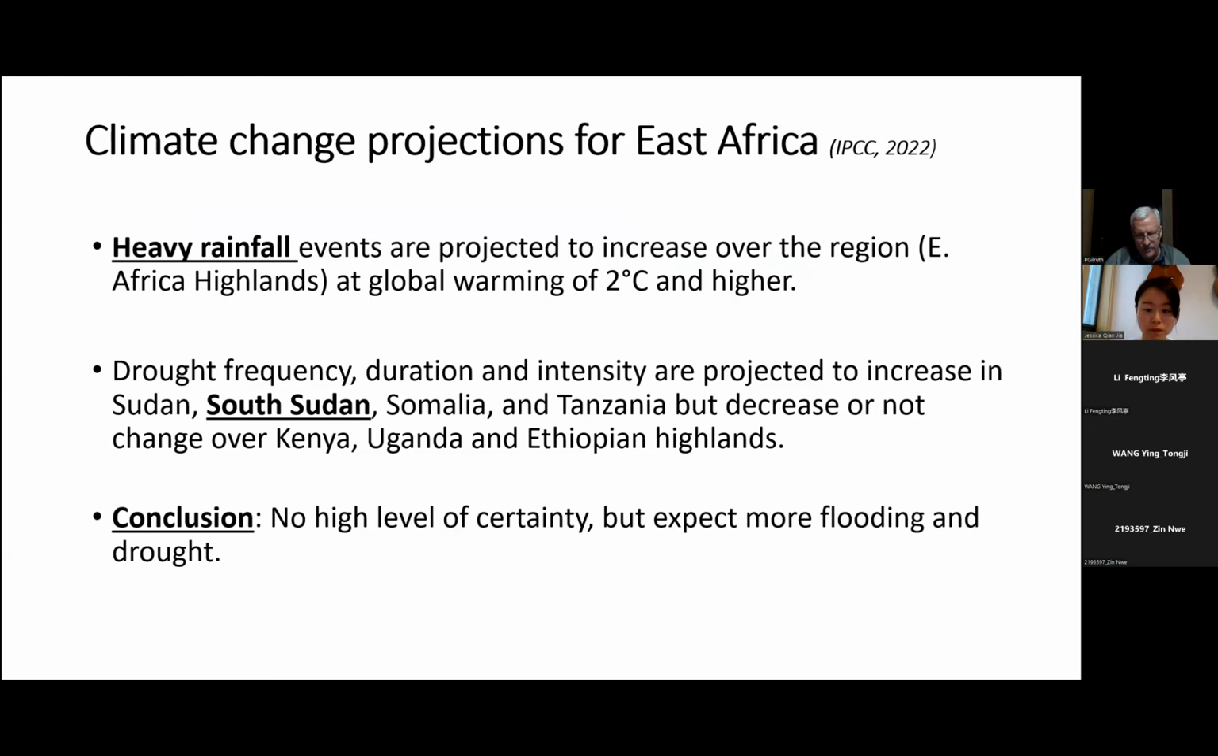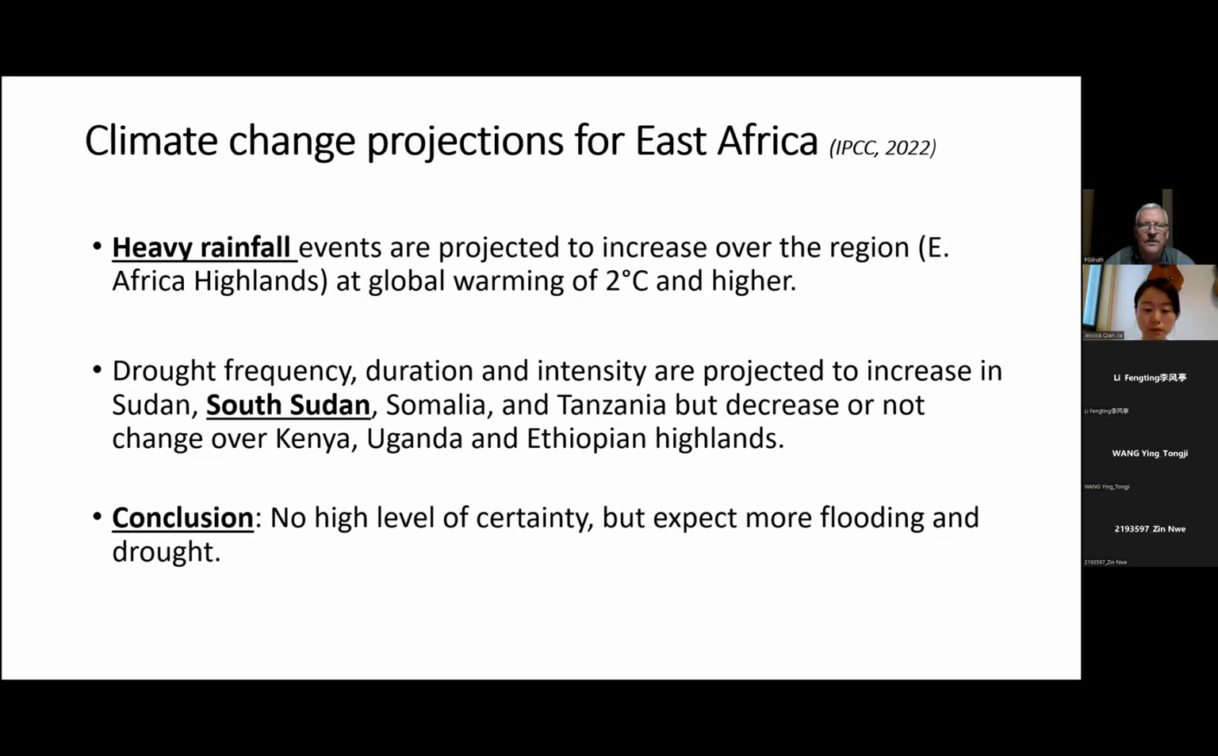And so from that, it's important to understand what the climate change projections are for East Africa, again going to the IPCC. Heavy rainfall events in the highlands at global warming scenarios of 2 degrees or higher. They're also predicting, the scenarios are showing greater drought frequency, duration, and intensity in the Sudd, South Sudan, Somalia, and Tanzania. Rainfall would increase, but maybe not so much over Kenya, Uganda, and the highlands. The conclusion is that there's a high level of certainty that you should expect more flooding and drought. And right now they're looking at moving the water away from the Sudd, but you also have to manage for the drought, because the drought will come just as much as the flooding will come.